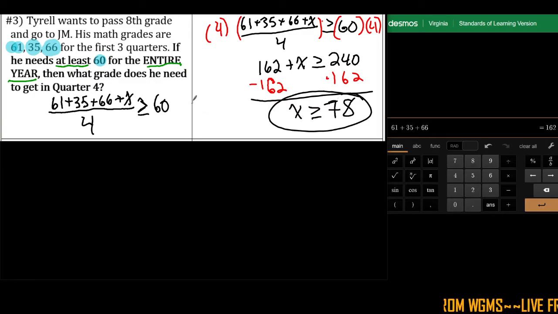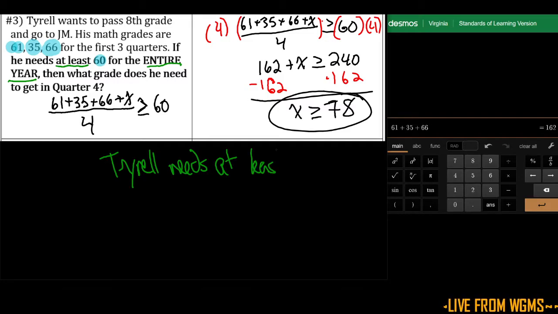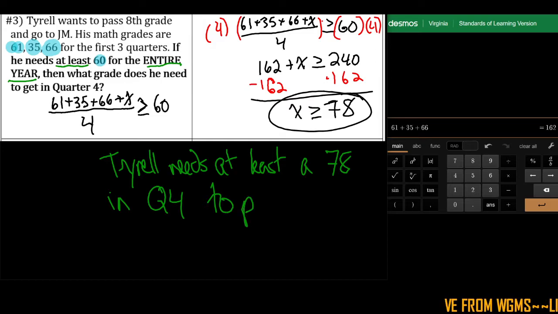So we could say this, we'd say Tyrell needs at least a 78 in quarter 4 to pass the year.